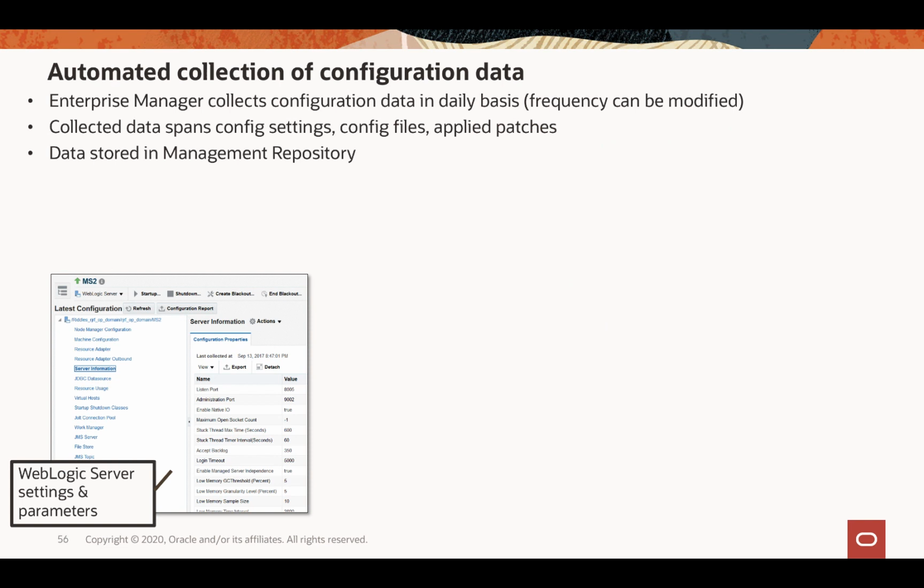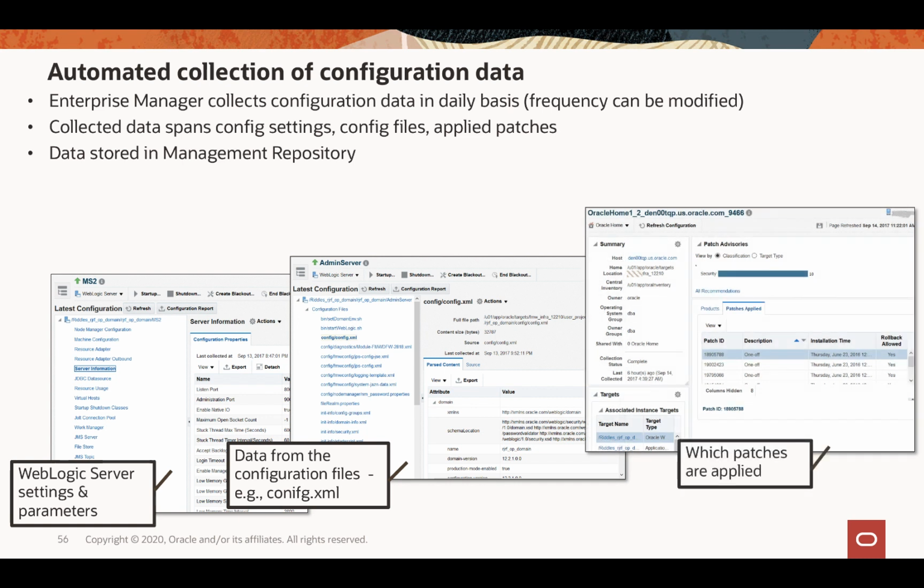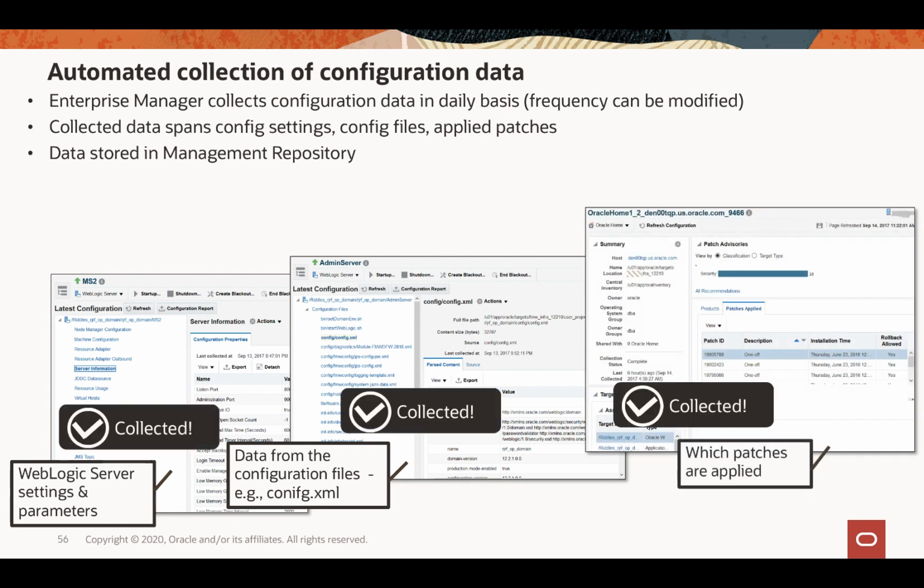Now let's talk about the configurations. Once the WebLogic domain target is discovered, Enterprise Manager automatically starts to collect configuration data from the domain. So on a daily basis, it collects the configuration information from WebLogic server settings and collects data from configuration files such as config.xml. Also, the patching history, what patches are applied to the server. So Enterprise Manager has a vast amount of configuration data collected from all of your WebLogic targets daily.